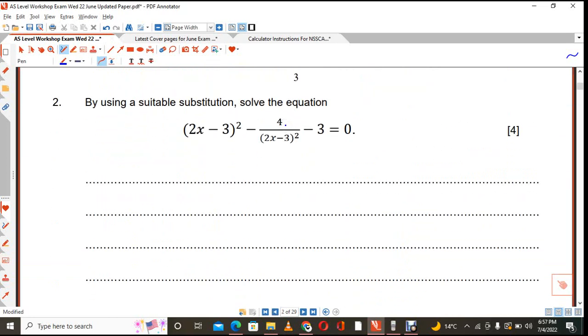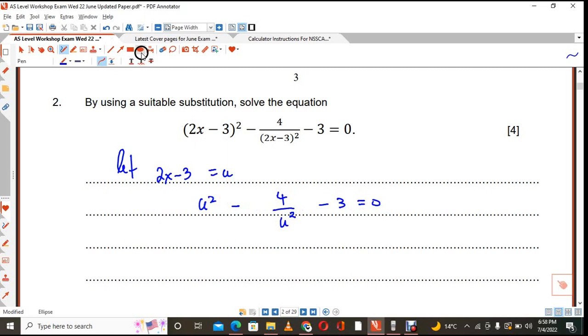Now, they're saying by using a suitable substitution, solve the equation. So how do you do that? All right, you can say, okay, wait a minute. I'm going to say let the 2x minus 3 be represented by u. So what does that mean? My equation is now u squared minus 4 over u squared, because everything is squared there. Can you see that? Minus 3 should equal 0. Of course, you can use any other letter.